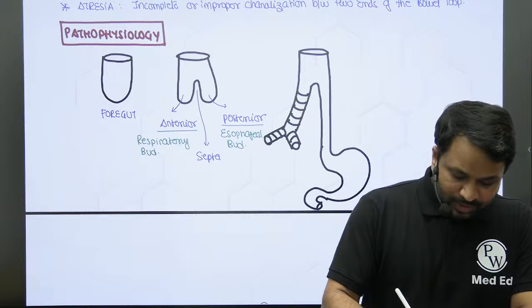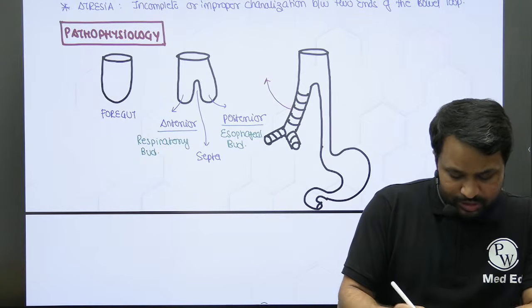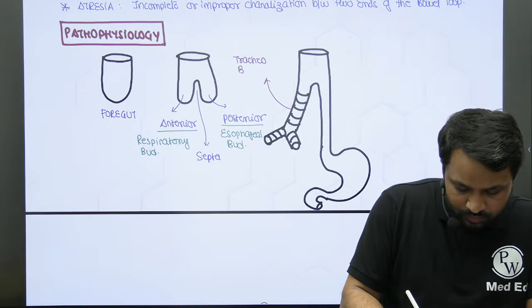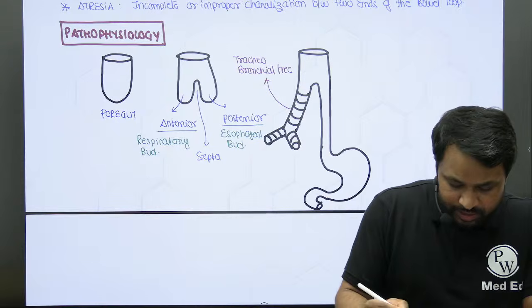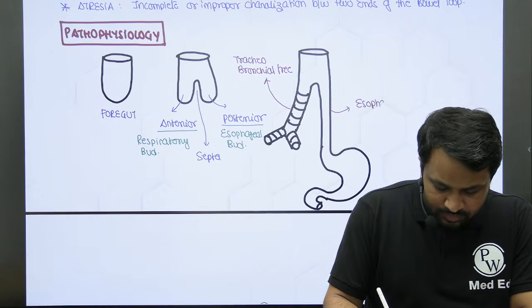The one that is present on the anterior side is going to become the tracheobronchial tree. This is going to be your tracheobronchial tree, and this happens to be the esophagus. This is going to be the esophagus.